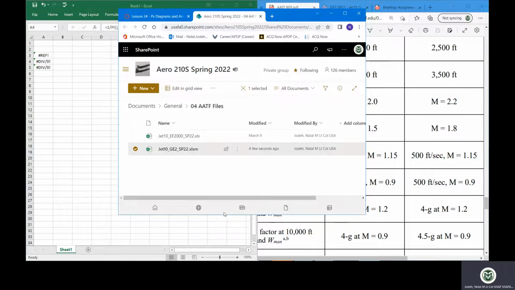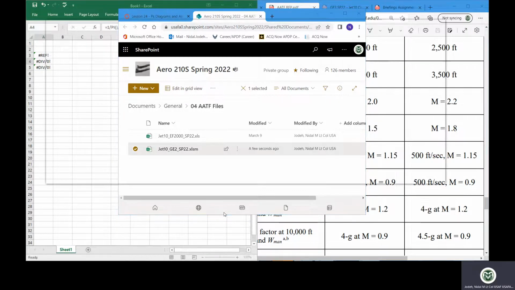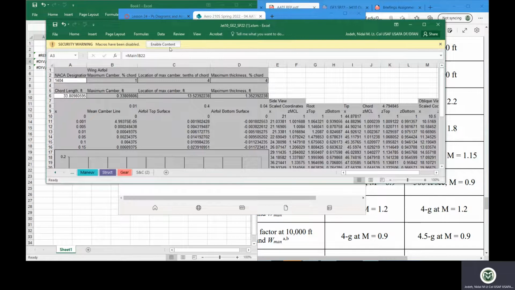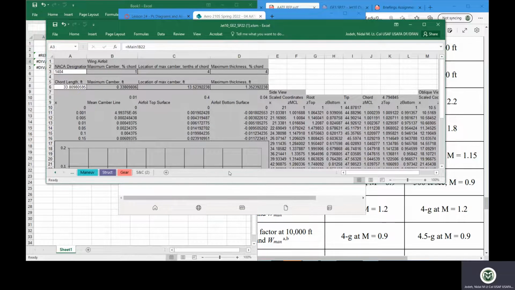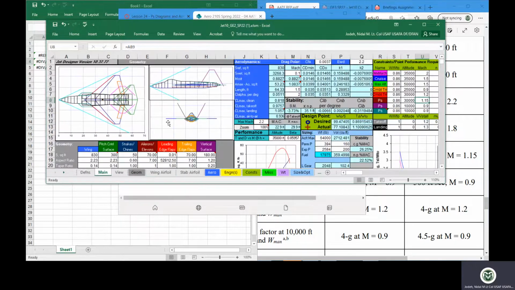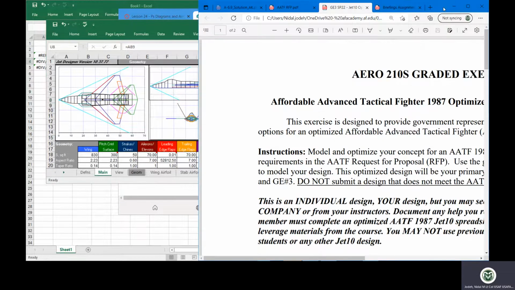One of the things you must always do first is make sure that the file you use is enable content on the top. And then we're way over on the wrong tab here, so I will get this set up for you. Now, if you're looking at Jet 10 as we did for GE2, you can tell it's a little intimidating. So let me walk you through a few starter steps to make sure you understand where we're going.